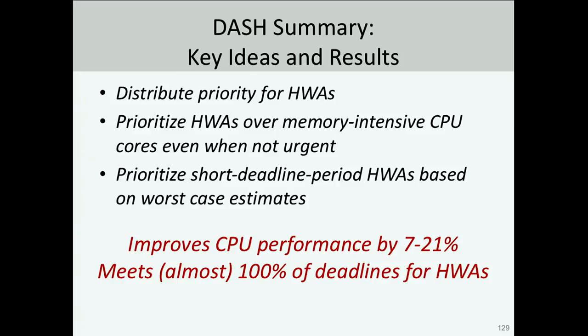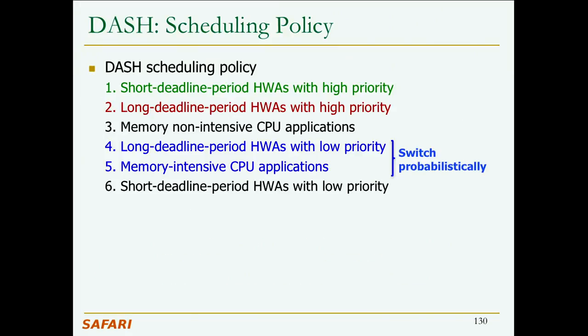Okay. So the key idea is you want to distribute priority for hardware accelerators, prioritize hardware accelerators over memory-intensive CPU cores, even when they're not urgent, so that they don't become urgent in the future, and prioritize short deadline period hardware accelerators based on worst-case estimates. And it turns out this is a good scheduling policy. And this is the scheduling policy. You need to optimize it, but this is basically the prioritization order.